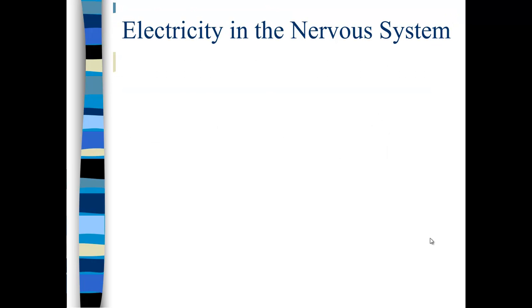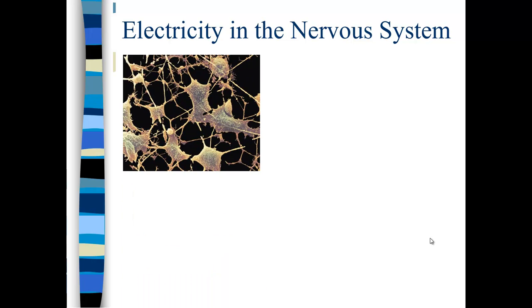Okay, so we're going to talk about electricity in the nervous system. This is really, really good for biologists. Here we have some nerve cells. Okay, these are neurons. Neurons have axons, and they also have cell bodies. And the axons then stimulate electrical potential, so they carry current.